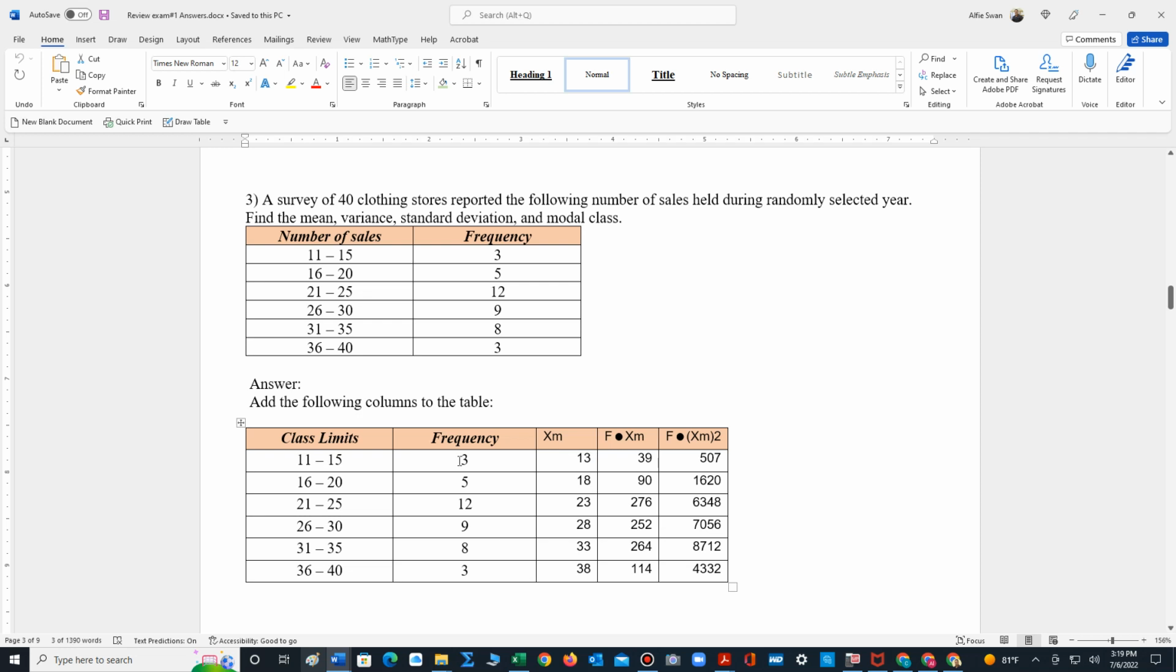Next, we multiply each frequency with each midpoint. So 3 times 13 is 39, 5 times 18 is 90, etc. And then to find this last column, it's a little tricky. Remember, only the midpoints are being squared, not the frequency. So the best method to calculate this last column is to multiply each value in the midpoint column with the values in the frequency times midpoint column. So 13 multiplied with 39 is 507, 18 multiplied with 90 is 1620, etc.